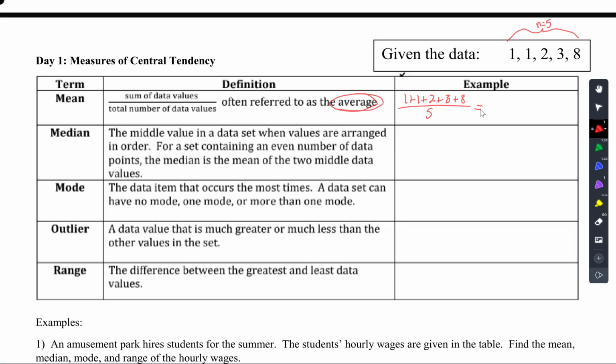Okay. So if you add them all up, I got 15. So 15 divided by 5 is 3. You guys know how to add stuff, so I'm not really concerned about that.